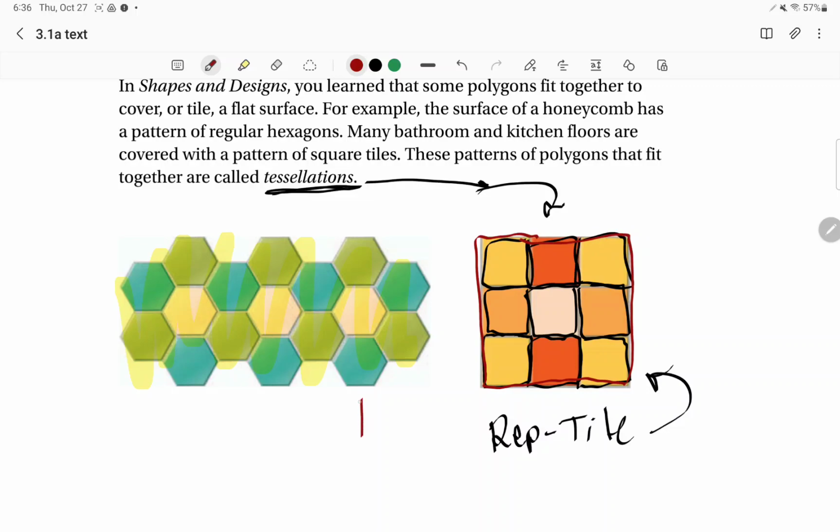With these, you cannot make Rep-Tiles from these hexagons. So these are 6-sided honeycomb shapes. You cannot create another hexagon, a larger but similar hexagon, from these hexagons. You can't do it. It's not possible to make a Rep-Tile. Yes, it's a tessellation. However, it is not what we are looking at and studying in this investigation, a Rep-Tile.